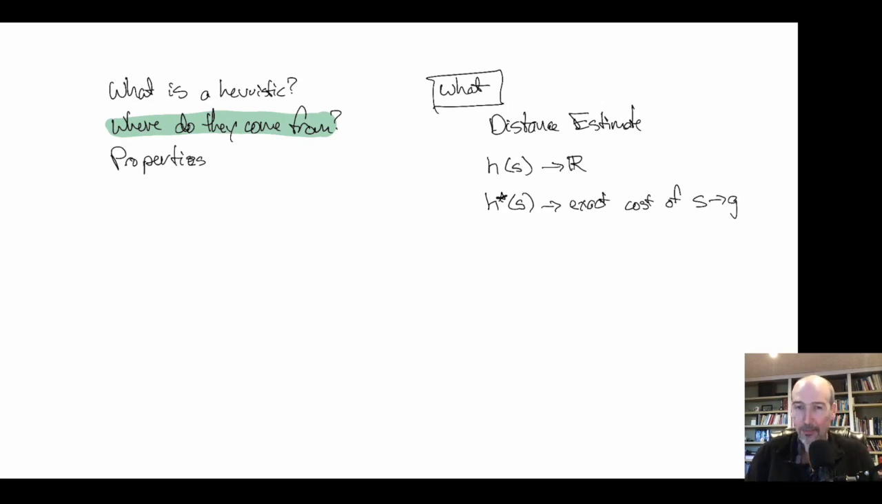Okay, and so if we think about several different domains, we could think about the distance estimates that we might use, and where those come from. We'll come back to the properties, but where do they come from? Where do we get them? We're going to look at several different examples here, but the basic answer, particularly for heuristics that don't require any pre-computation, although some of the ones we look at here will require pre-computation, is that one way they can come from is a relaxation of the original problem.